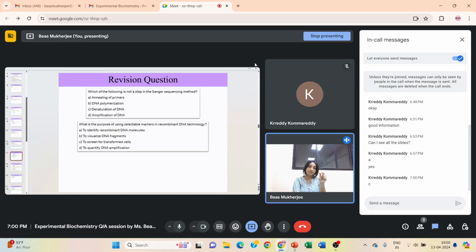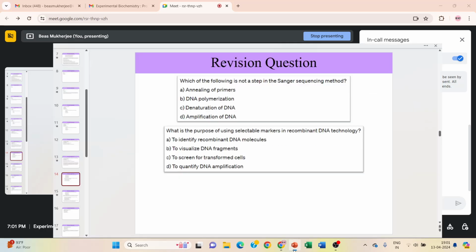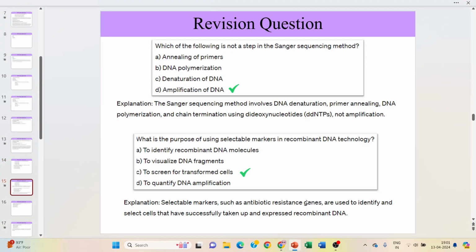That is the story, right? And this antibiotic resistance gene is going to be present in the plasmid. So if you have the plasmid, the bacteria survives in the growth media with antibiotic. If you don't have the plasmid, it dies. So therefore, it is good for screening for the transformants, not recombinants. Okay. Next, this is the explanation. You can see they are talking about ddNTP and all the different steps.